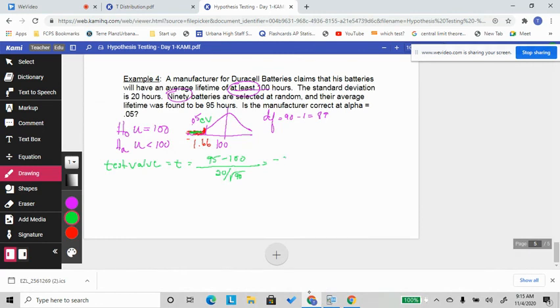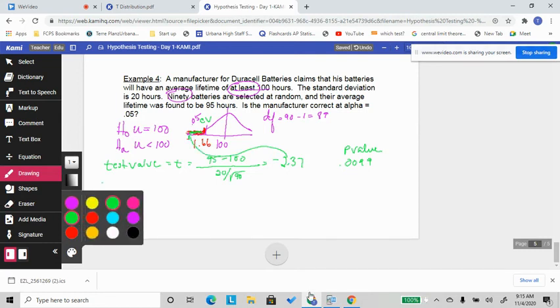We get negative 2.37, and 0.0099 is the p-value. Let's jot that down. Like I said, we'll talk about that in the next lesson. Okay, let's see where we land. We land in the shaded region, so we are going to reject. We reject the H0.